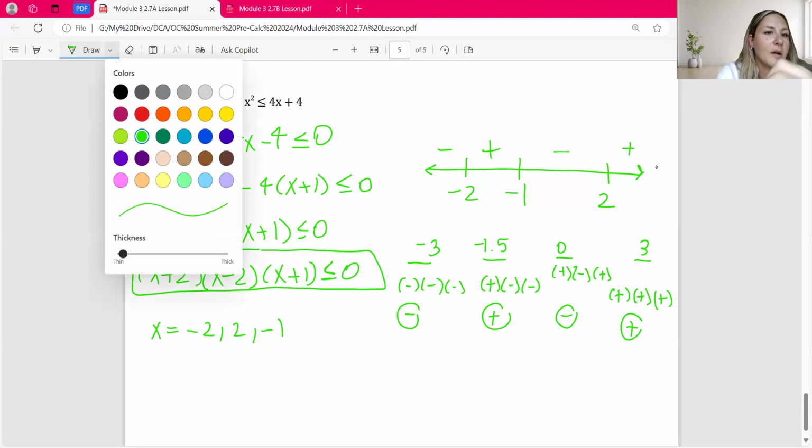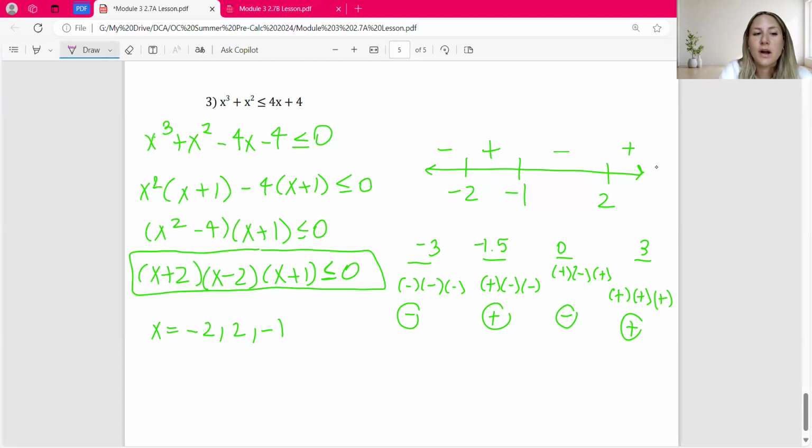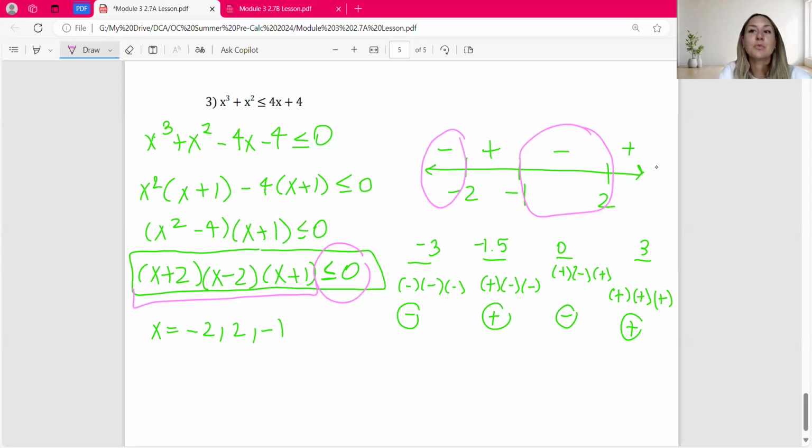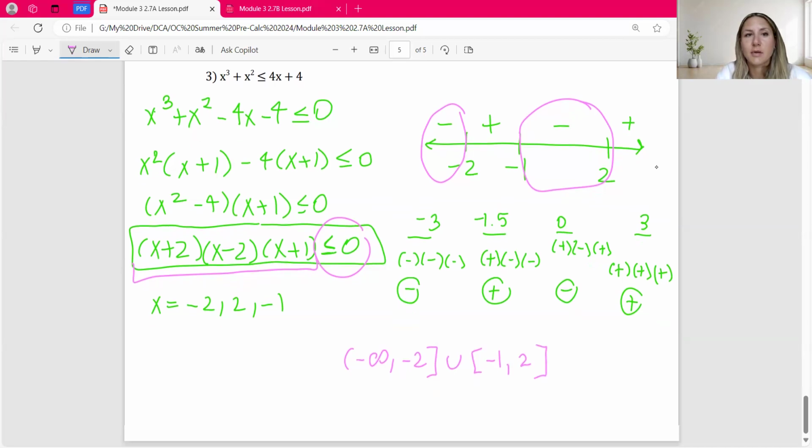And so now where am I looking for my answer? I want to know where this polynomial is less than 0, is a negative number. That happens here and that happens here. So my answer to this polynomial inequality in interval notation is everything less than -2, from -infinity to -2. And I have a bracket here because it's or equal to, or everything from -1 to +2. Again, I have brackets because of the or equal to in the very beginning of the problem.